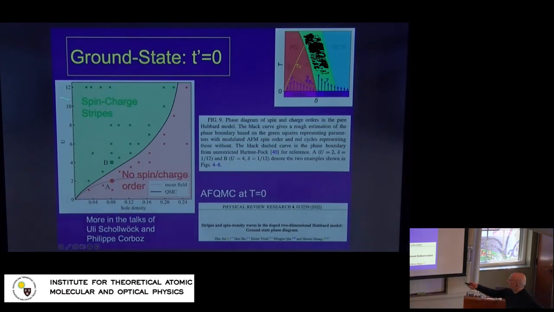So this is a phase diagram that was established for the 2D Hubbard model quite recently by the so-called auxiliary field quantum Monte Carlo methods at 0 temperature, which is also a wave function based method, as a function of U and hole density. And what you see here is a boundary that separates two regimes.